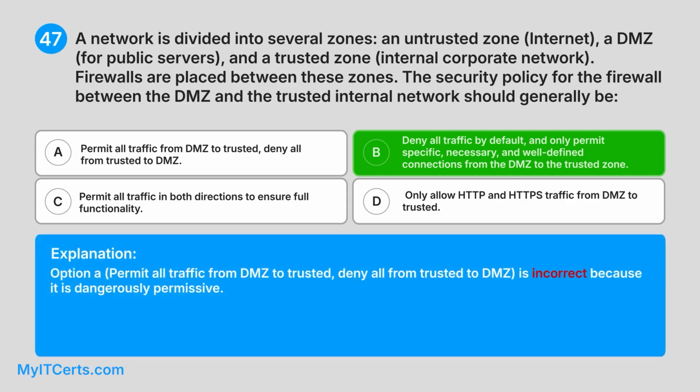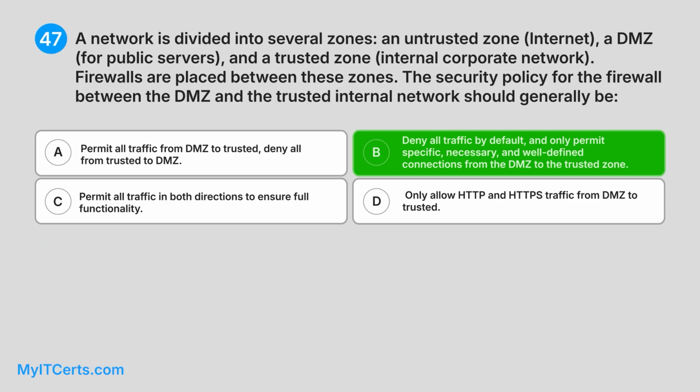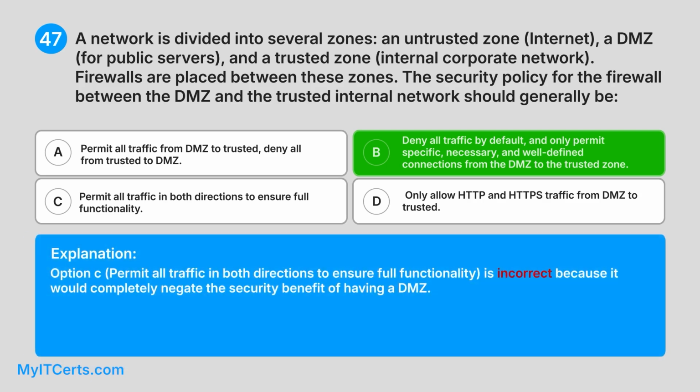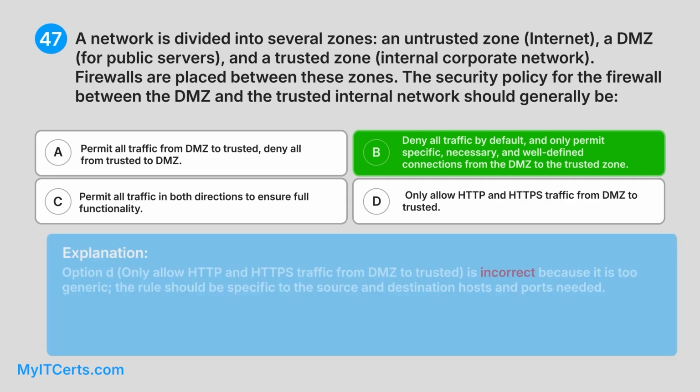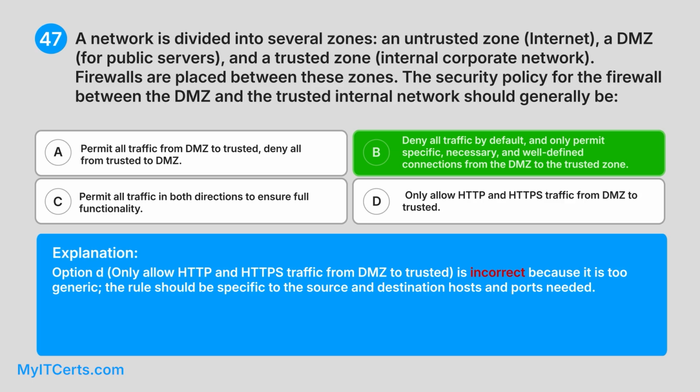Option A, permit all traffic from DMZ to trusted, deny all from trusted to DMZ, is incorrect because it is dangerously permissive. Option C, permit all traffic in both directions to ensure full functionality, is incorrect because it would completely negate the security benefit of having a DMZ. Option D, only allow HTTP and HTTPS traffic from DMZ to trusted, is incorrect because it is too generic. The rule should be specific to the source and destination hosts and ports needed.